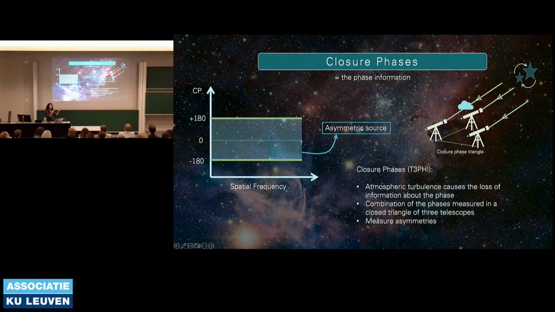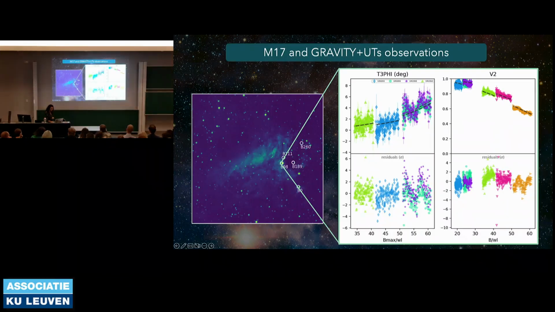For example, if you also have a binary that is surrounded by a circumbinary disk with a luminosity gradient, this will also be shown in the closure phase. Any asymmetries can be measured from this. So in practice, this is what it looks like. It's a bit less nice than the theory, but this is what we get.